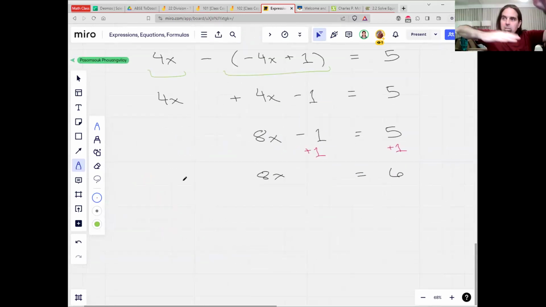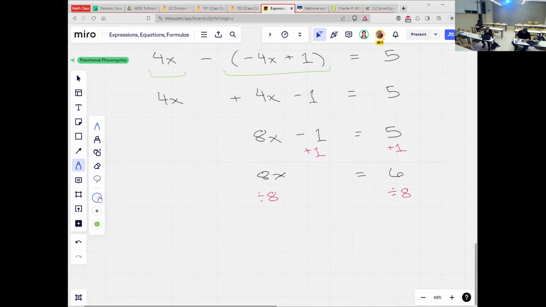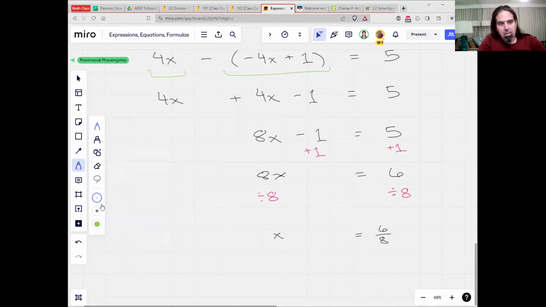We're back to those balance scales. I want to do the same thing to both sides of the equation, hopefully with not so sloppy handwriting. So the opposite of a times 8 on x is divided by 8. I get 6, oops, wrong color. And I get x is 6/8. And we should simplify that. 3/4.